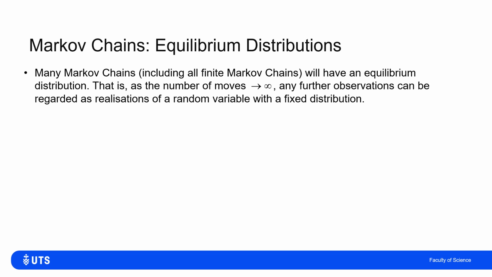If we have a Markov chain, very often we will get to an equilibrium distribution. And in fact, for all finite Markov chains, this is the case. So what that says is that if I left it running for a really long time, as the number of steps I was looking at tended towards infinity, then eventually it would settle down to being all future observations being effectively draws from some fixed distribution.